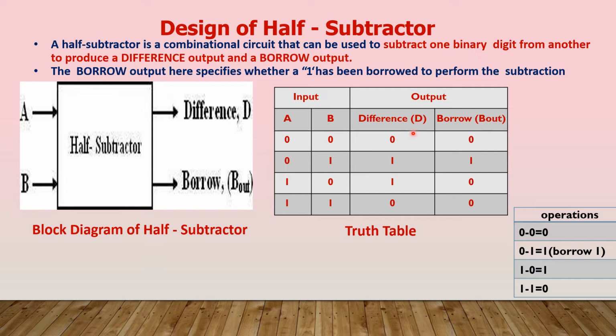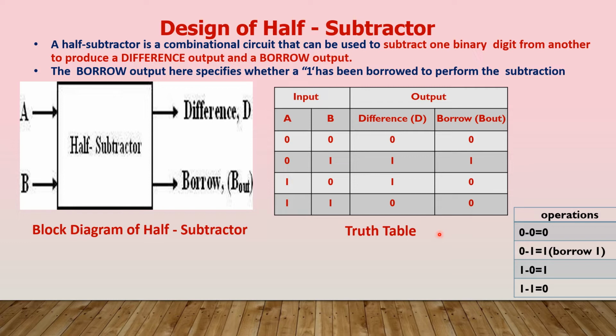Now we can write the bits for difference as well as borrow out by performing the subtraction manually. 0 minus 0, as I told you from the operation table, the difference is 0 and borrow is also 0. If it is 0 minus 1, both the difference as well as borrow out are equal to 1. 1 minus 0, the difference is equal to 1 and borrow out is equal to 0. And 1 minus 1, obviously the difference is equal to 0 and borrow out is also equal to 0. Likewise you can construct the truth table.